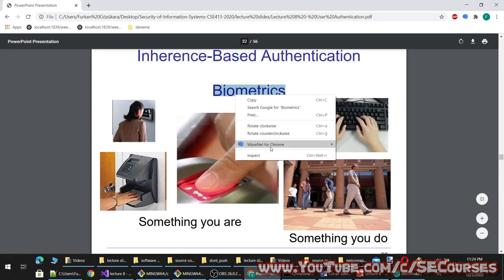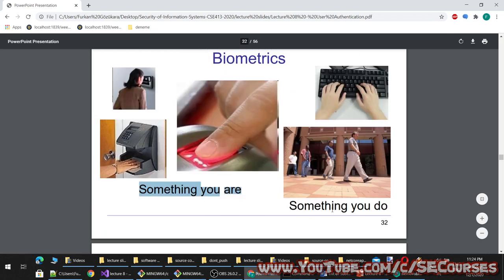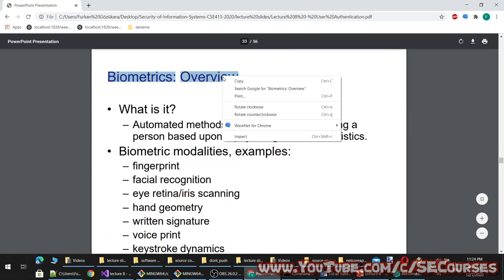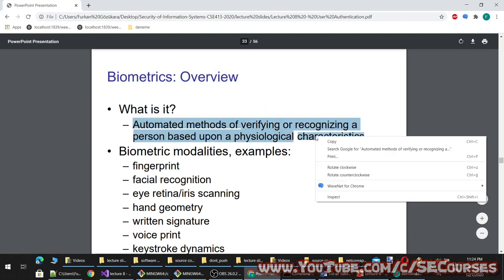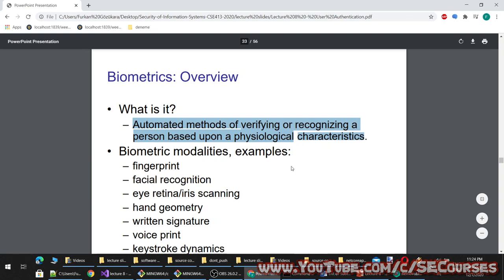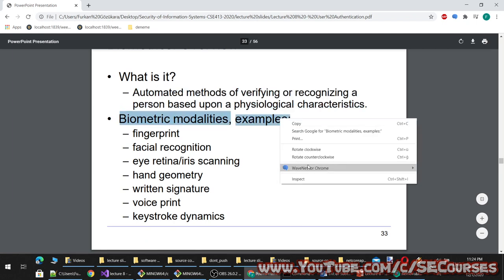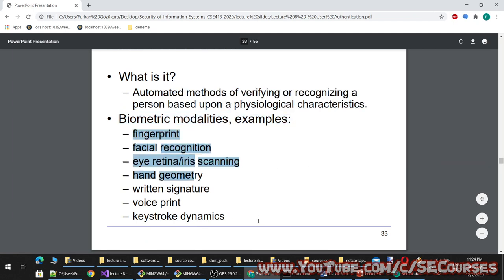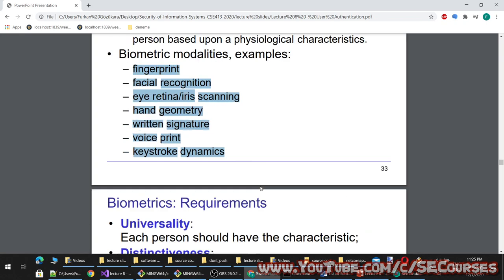Inheritance-based authentication. Biometrics. Something you are. Something you do. Biometrics overview. Okay, what is it? Let's read it. Automated methods of verifying or recognizing a person based upon physiological characteristics. Biometric modalities, examples: fingerprint, facial recognition, retina, iris scanning, hand geometry, written signature, voice print, keystroke dynamics.